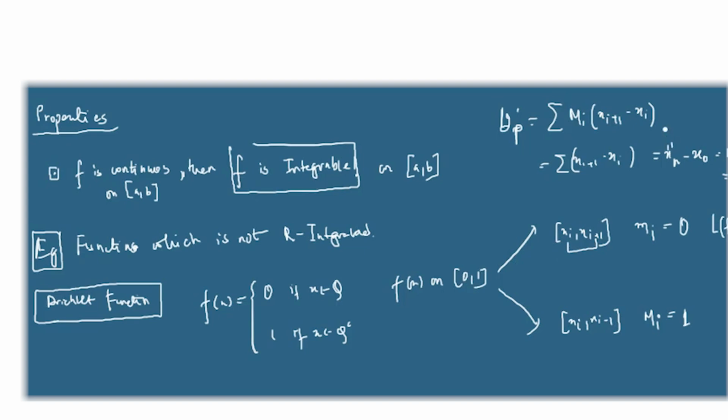This is a and this is b. Here a and b are 0 and 1. So you get the upper sum U(f), for all the partitions, it's 1. The lower sum is 0. So therefore, for this function, the lower sum is 0 and the upper sum is 1, and they're not equal, and hence it's not integrable.